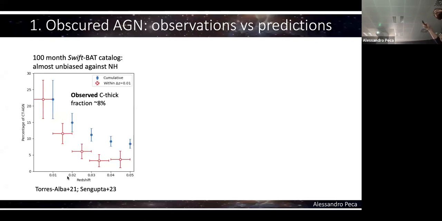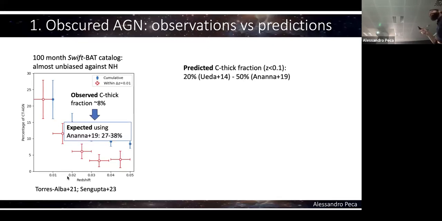If you check the cumulative distribution of the observed Compton-thick fraction, meaning the number of Compton-thick AGN divided by the total number of AGN, in the local universe, at redshift up to 0.5, we have around 8% of Compton-thick AGN. But when you take into account population synthesis models, you have a predicted fraction of Compton-thick AGN which is between 20 and 50%.